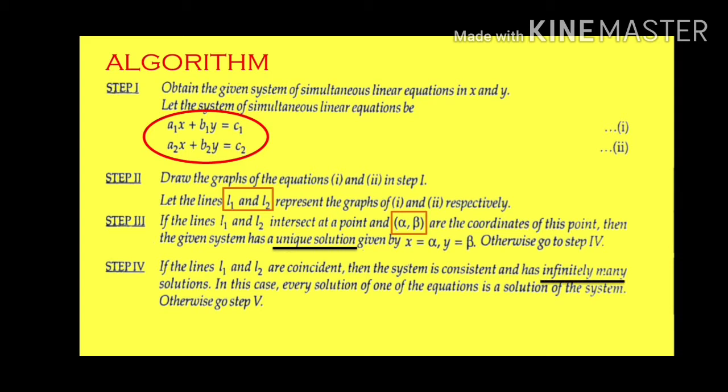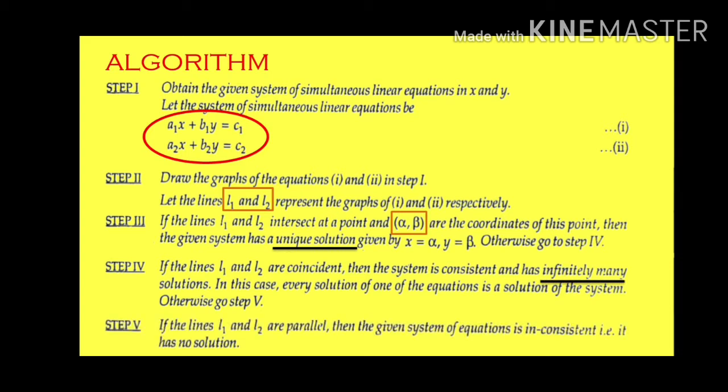Next, step 5 will be, if lines L1 and L2 are parallel, meaning they don't meet each other on extending also, then the system of equations will be inconsistent and it will have no solution, as we will never get a common point.